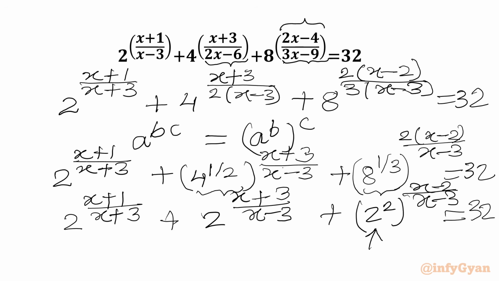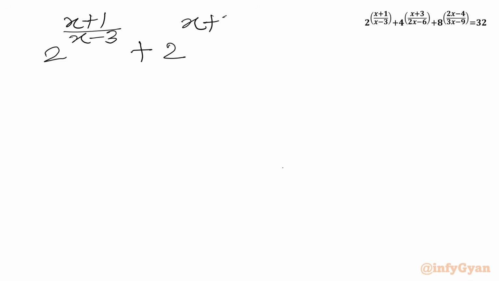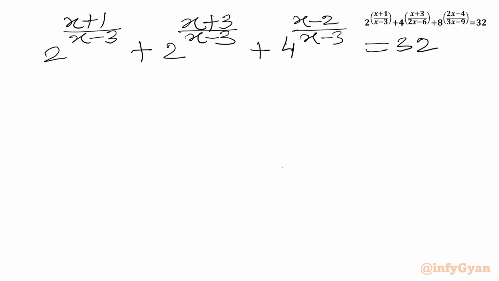So our equation will become 2 power (x+1)/(x-3) plus 2 power (x+3)/(x-3) plus 2 power 2 is 4, whole power (x-2)/(x-3), equal to 32. Now we have x minus 3 in the exponent's denominator.